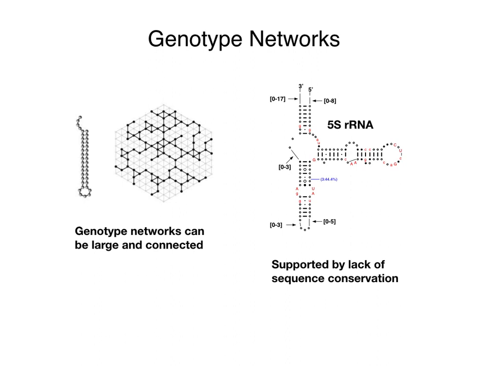So the hexagon on the left is a representation of some computational results, where the hexagon is genotype space, and the black nodes indicate genotypes that all form this hairpin on the left. And you can see that it's possible to walk from the left side of the space to the right side of the space, completely changing the sequence without ever changing the structure. So these genotype networks can be very large and very connected.